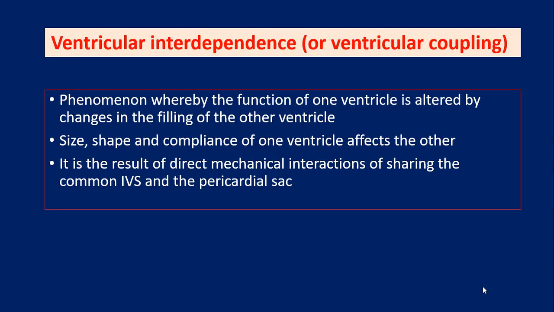Coming to ventricular interdependence, or what we can say the ventricular coupling, it's a phenomenon whereby the function of one ventricle is altered by the changes in the filling of the other ventricle, because it's a concentric shape and they are interconnected with the interventricular septum, not by way of the flow, but they are interconnected by a single wall. Size, shape and compliance of one ventricle affects the other. It is the result of direct mechanical interaction of sharing of the common interventricular septum and the pericardial sac.